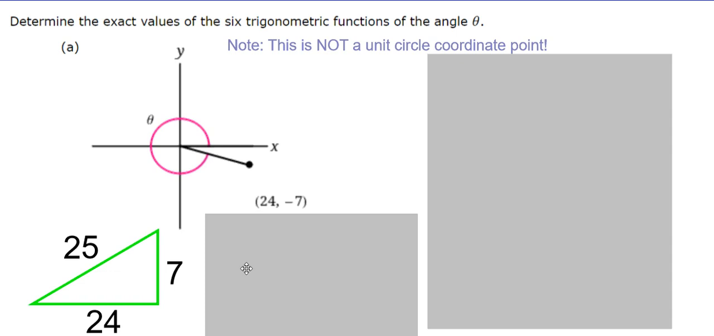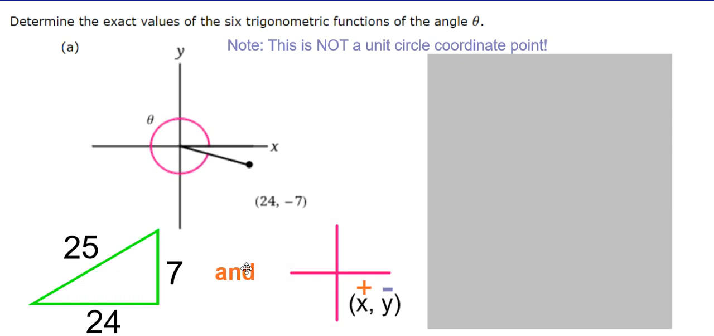The second thing I had to do is remind myself that it's in the fourth quadrant. See how the terminal side's in the fourth quadrant? So in the fourth quadrant, x is positive, y is negative, which means cosine would be positive, secant's positive, sine's negative, cosecant's negative, tan would be negative, and cotan's negative.